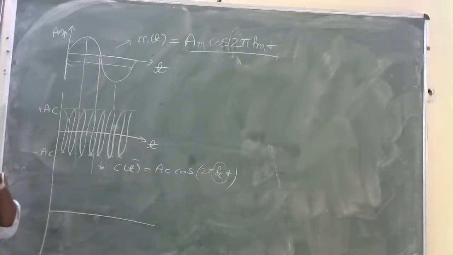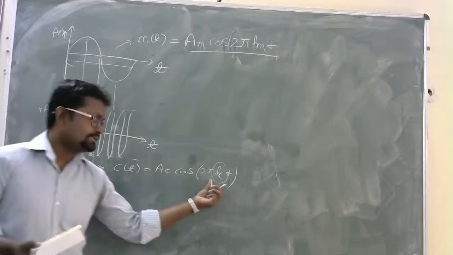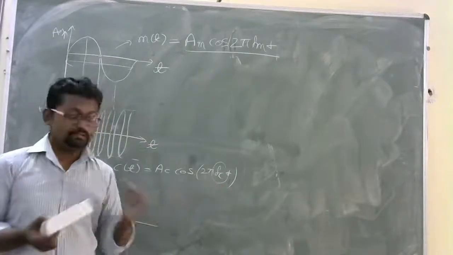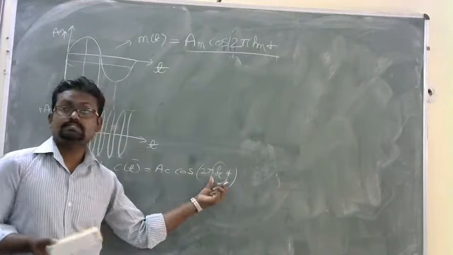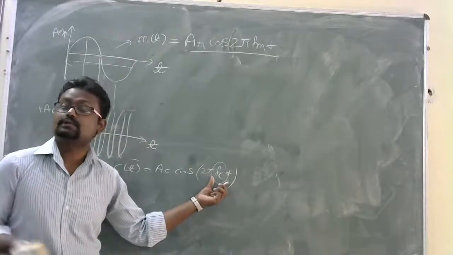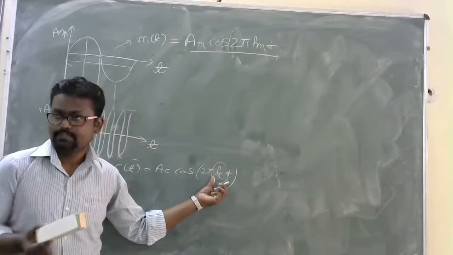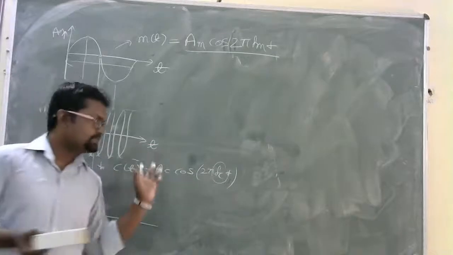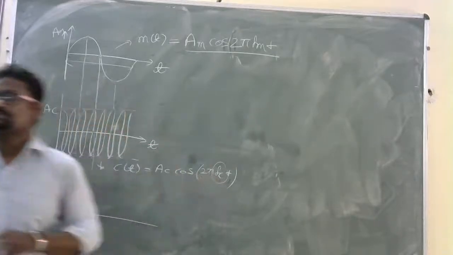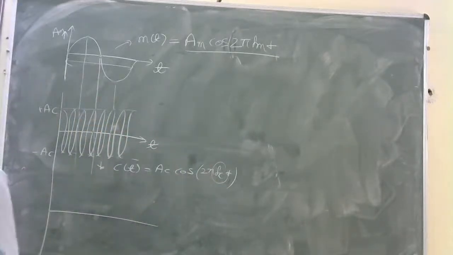After the variation of the carrier frequency, the new frequency that we will get is known as the instantaneous frequency. Is it clear? And the difference between the instantaneous frequency and the carrier frequency is known as frequency deviation.